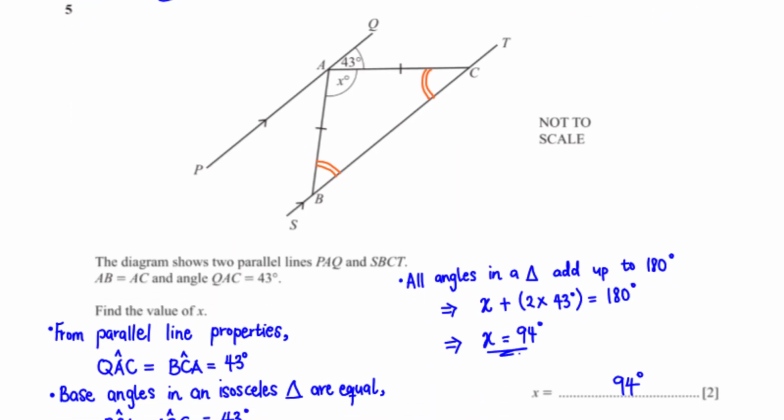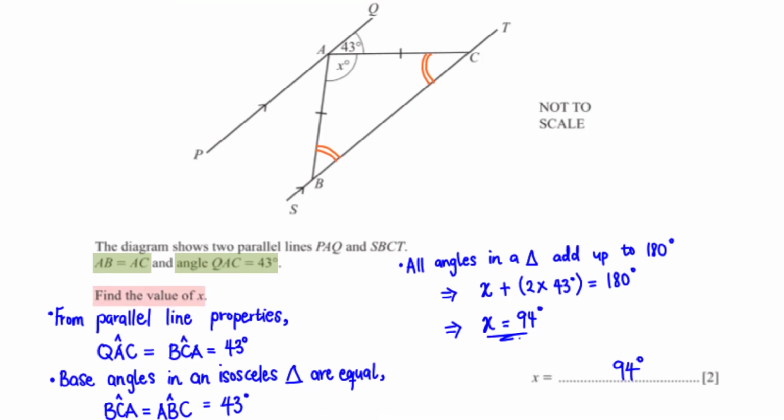The diagram shows two parallel lines, PAQ and SBCT. AB equals AC and angle QAC is equal to 43 degrees. Find the value of x. We know that angle QAC and angle BCA are alternate angles, and we know that alternate angles are equal, and so that means that angle BCA is also equal to 43 degrees.